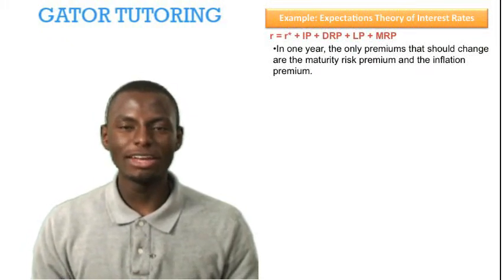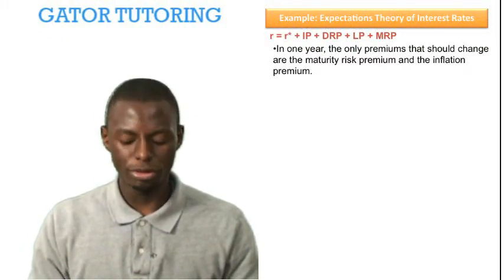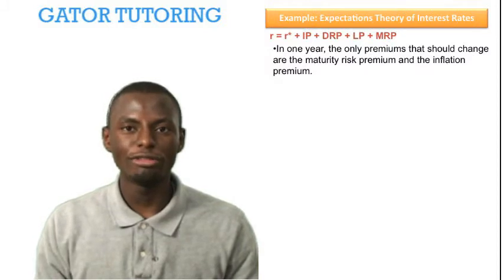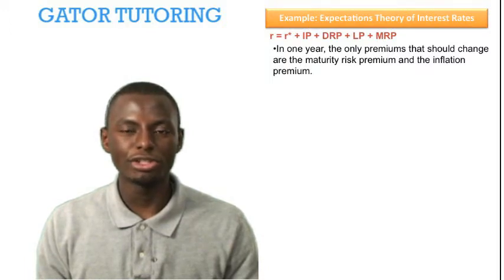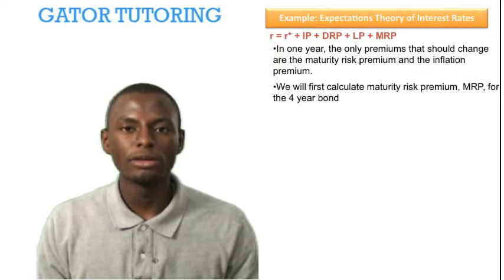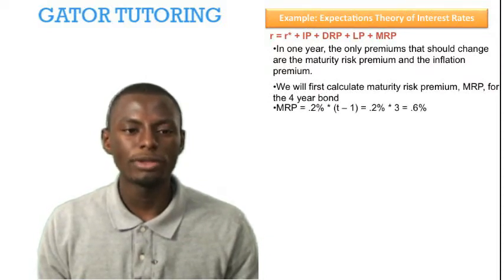So, to start off, we know that in 1 year, the only premiums that should change are the maturity risk premium, which is a function of time, and the inflation premium, which is average expected inflation over the life of the bond. So, we will first calculate the maturity risk premium for the 4-year bond.